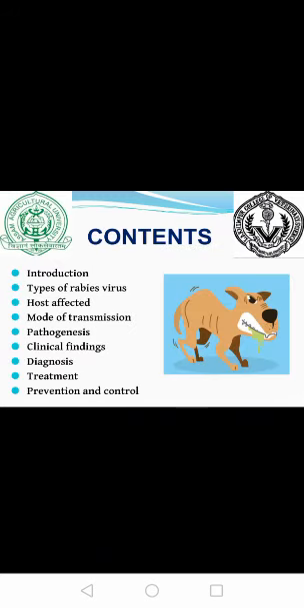So first let us start with the introduction, then the types of rabies virus, host affected, mode of transmission, pathogenesis, clinical findings, diagnosis, treatment, prevention and control.